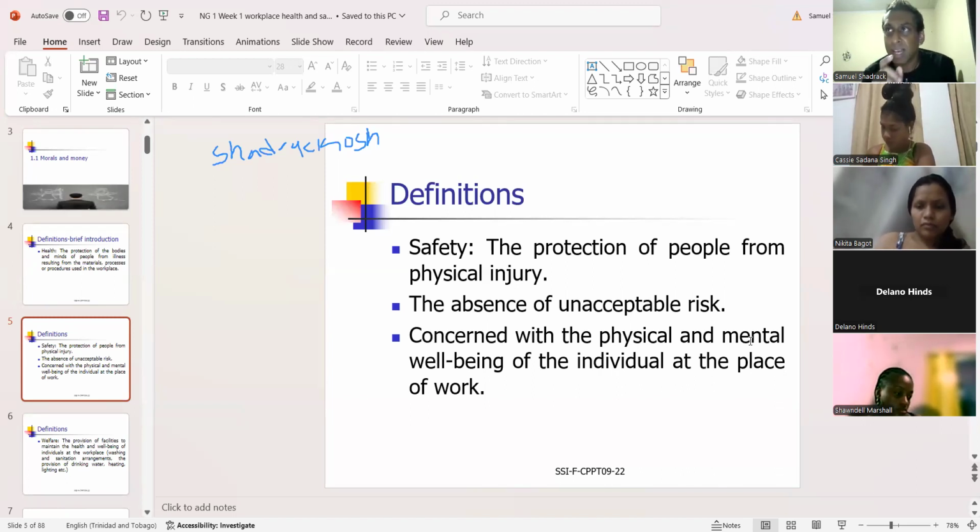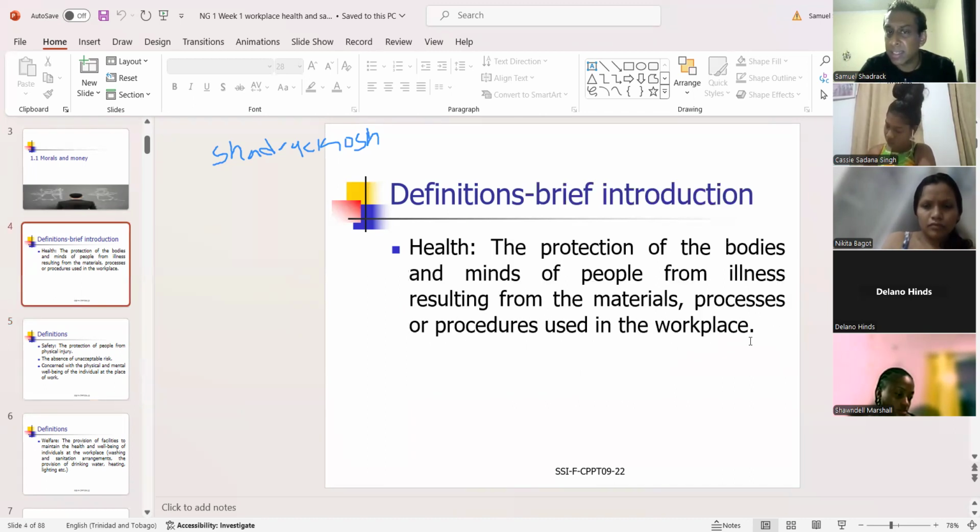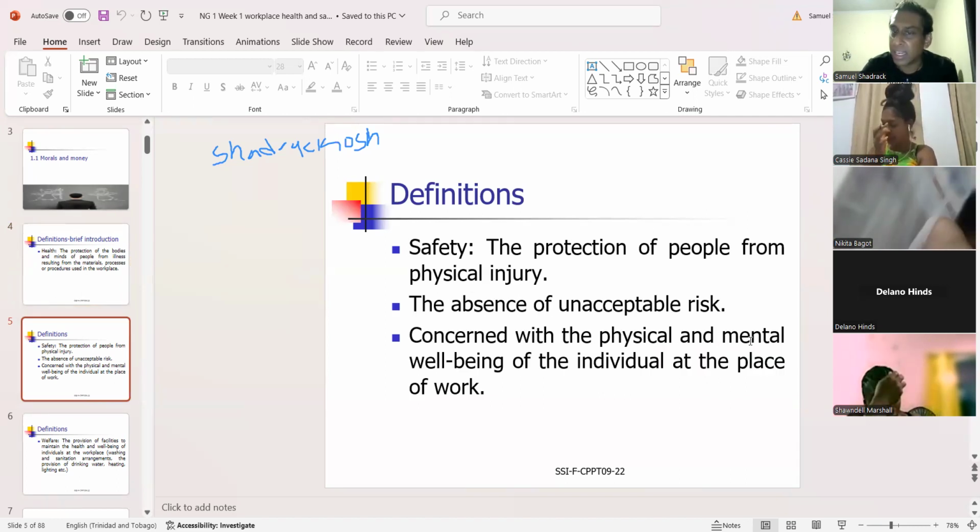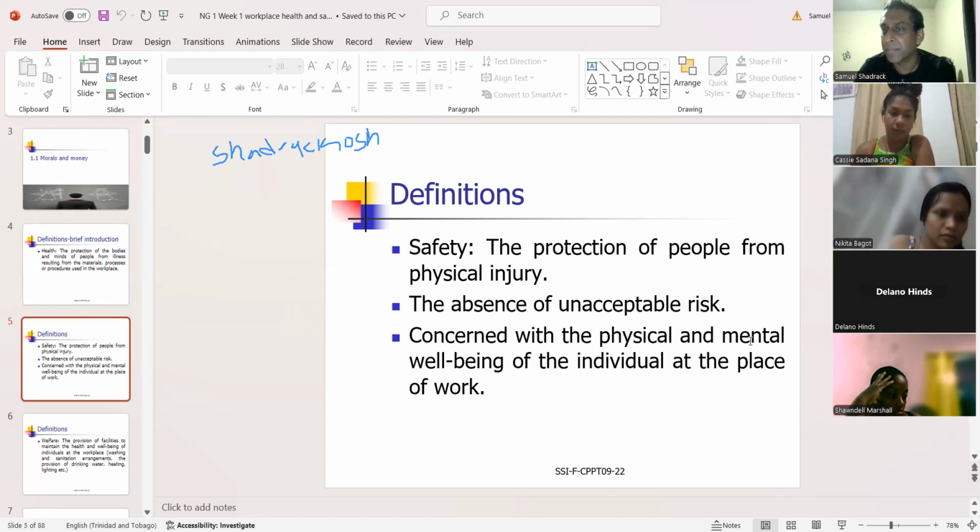But see if you can understand why in the workplace they say health and safety. It's because they are both protecting the same thing. Health is the body and the mind. Safety is the physical and the mental. So it's almost the same thing. Think you understand that a bit?